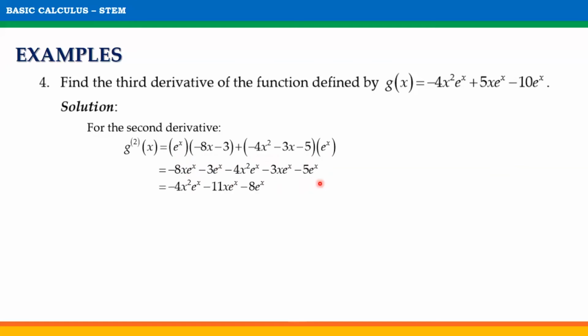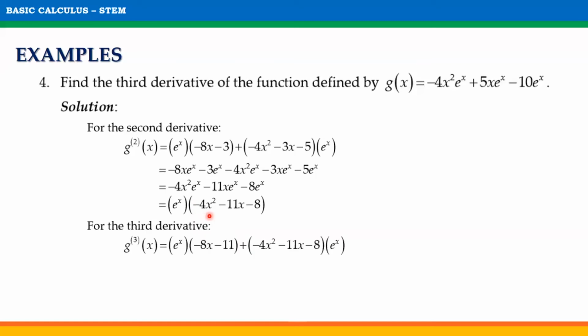Combining like terms, we will get negative 4x squared e raised to x minus 11x e raised to x minus 8 e raised to x. Again, notice that e raised to x is a common factor. So factoring it out, we will get e raised to x quantity negative 4x squared minus 11x minus 8. So this would be our second derivative. To get our third derivative, we will be applying again the product rule, considering e raised to x and negative 4x squared minus 11x minus 8 to be our factors.